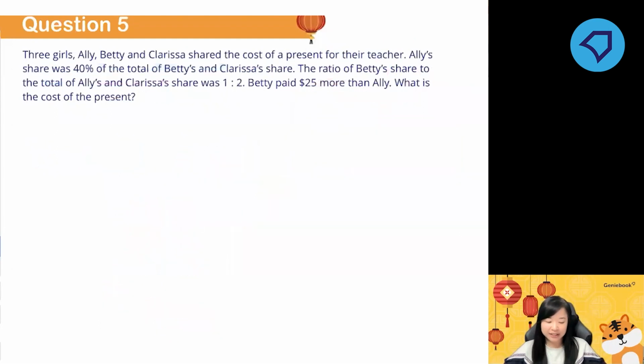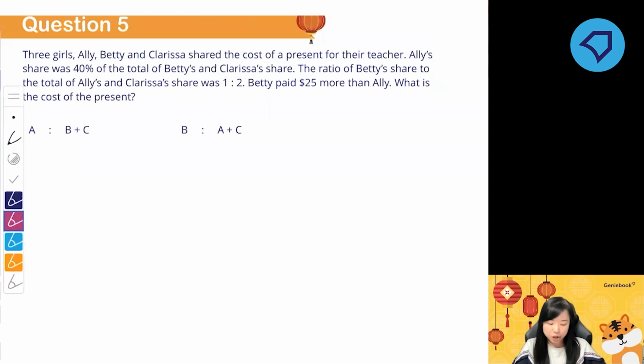Okay, let's go. You're welcome. Okay, are you all ready for 3 girls? Ellie, Betty, and Clarissa. Okay, as usual, the first set will be ratio. Are you all ready to give me the ratio? So let's highlight a quick one.